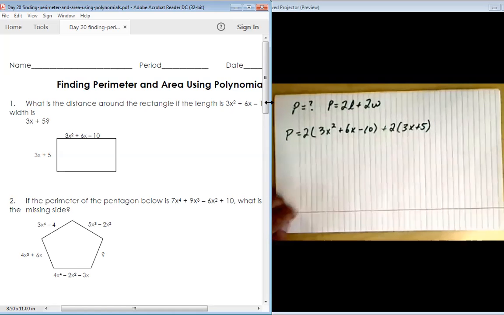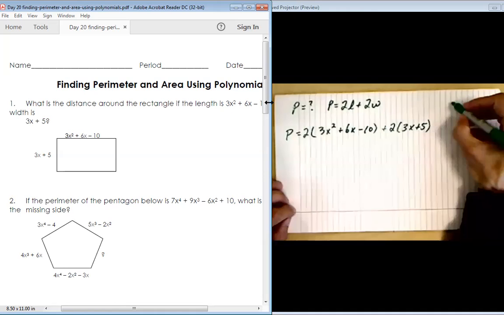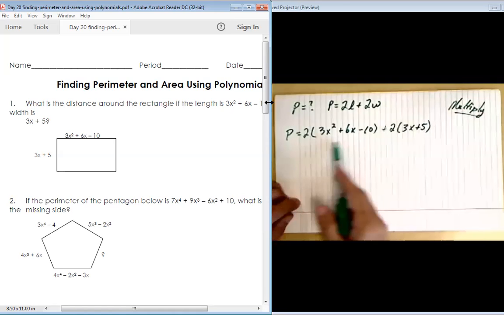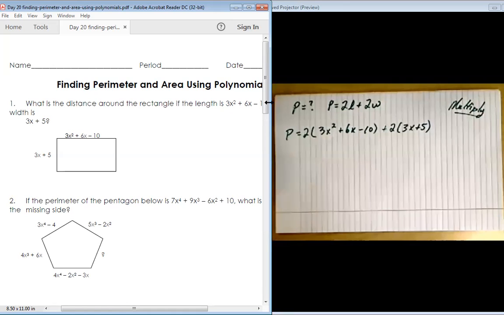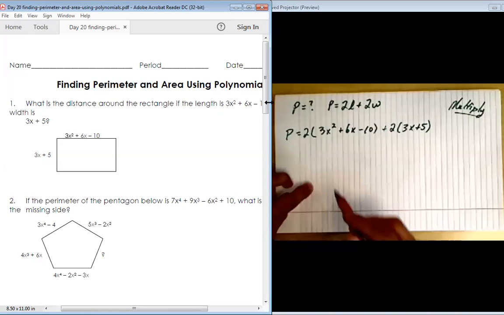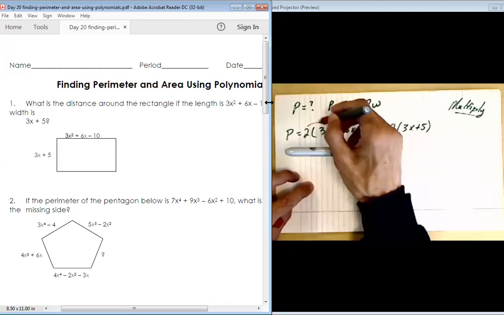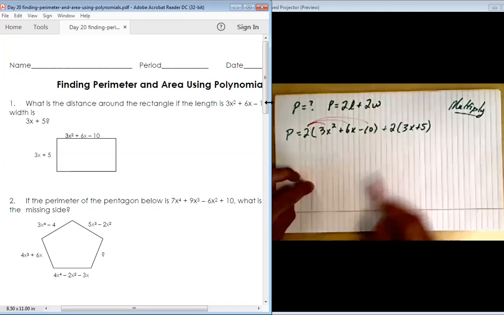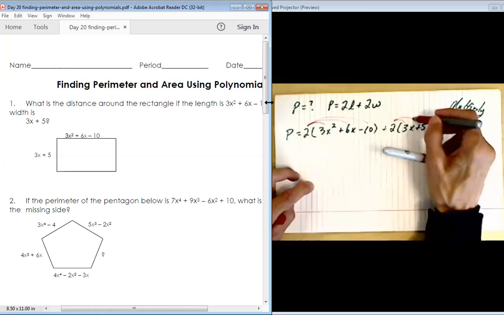Perfect. So skill number 1. What are we going to do in order to simplify this? Absolutely. We're going to do some multiplying with polynomials. Yep. Nice. The 2 gets multiplied in, right? Each of those along the way. This one as well.